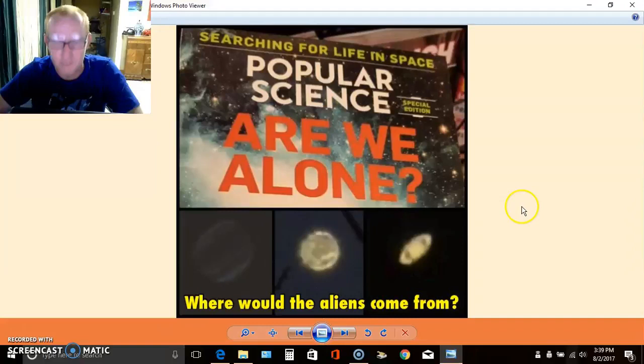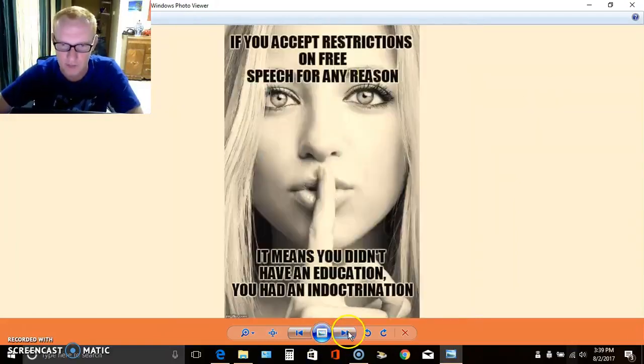Searching for life in space, Popular Science Special Edition, Are We Alone? Where would the aliens come from? They'd have to come from another dimension, you stupid fucks, because there's a goddamn glass dome firmament above. So they're not coming from there. That doesn't exist. There's no space. They would only have to be interdimensional beings, other densities.